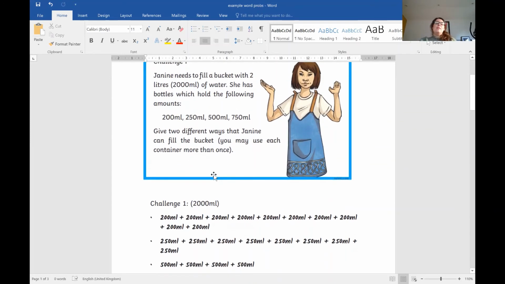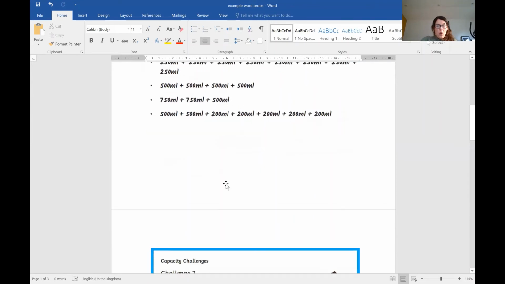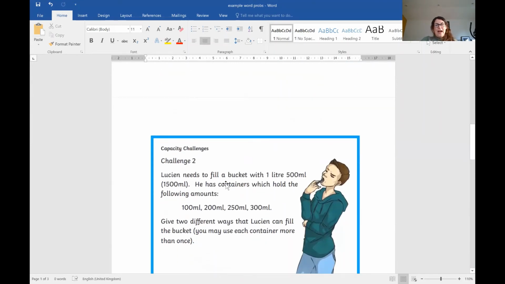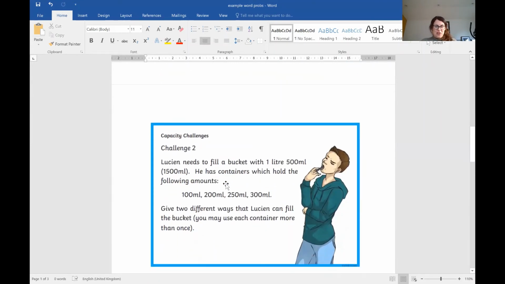So by thinking about that example, we're going to have a look at another one now, and then I want you to pause and go off and have a go at what it's asking you to do. So challenge 2: Lucian needs to fill a bucket with 1 litre 500 millilitres, which is 1,500 millilitres. He has containers which hold the following amounts: a 100 millilitre container, a 200 millilitre container, a 250 millilitre container, and a 300 millilitre container.